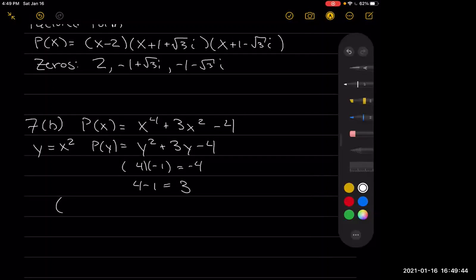this factors as y minus 4 and y plus. Again, I'm sorry. I keep writing these negative signs a little backwards. y plus 4 and y minus 1. All right. And so then we need to rewrite with our x's. So this will become x squared plus 4, x squared minus 1.